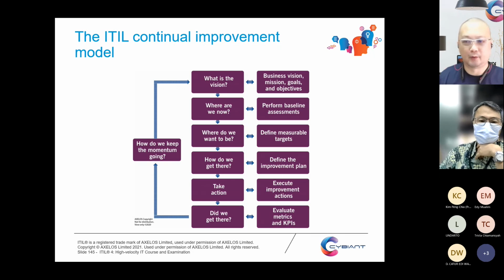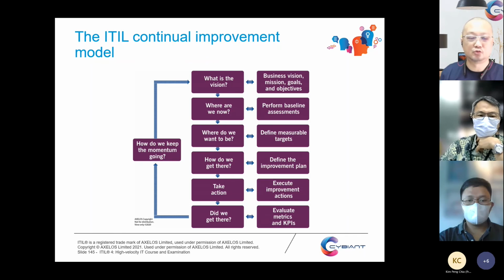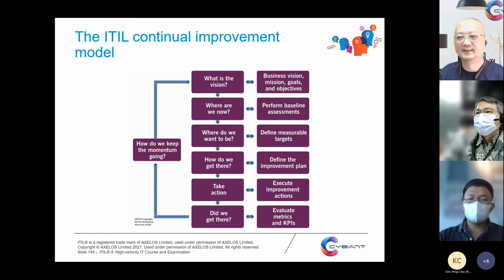So let's continue. ITIL continual improvement model. It says start from what is the vision, where are we now, where do we want to be, how do we get there, take action, did we get there, and look back to how do we keep the momentum going. Quick question, how do you guys do continual improvement? Have a process or a team that takes care of that? Yes, no, not sure? Or have you done any continual improvement?